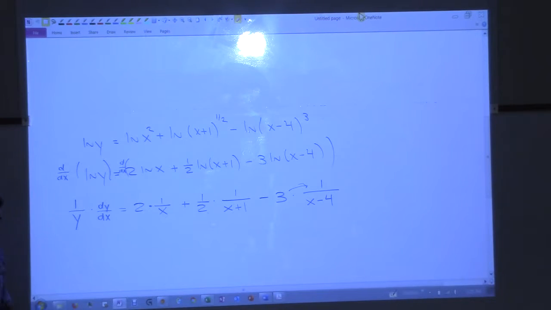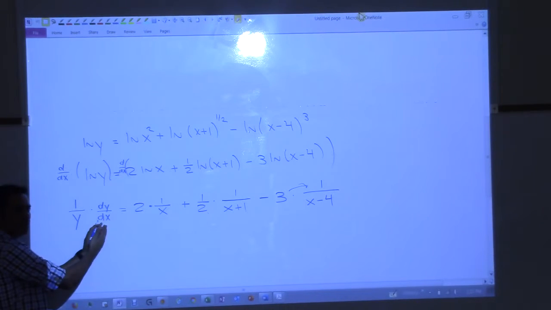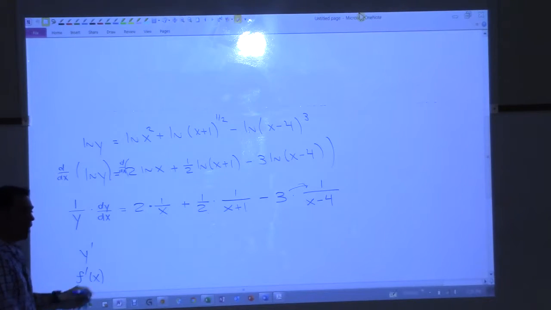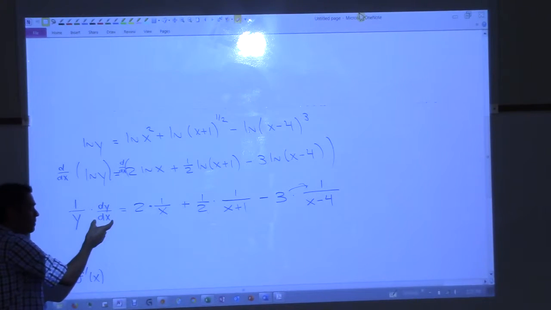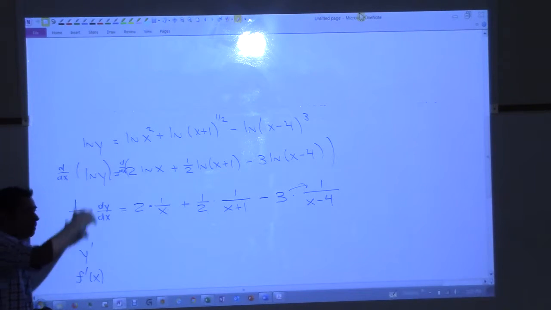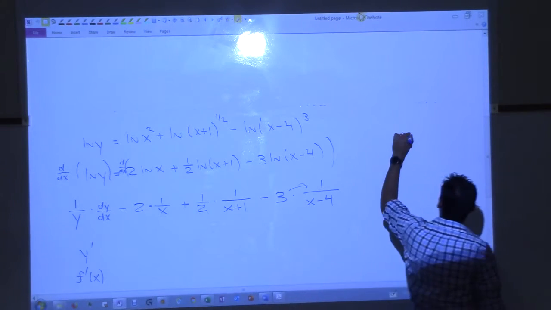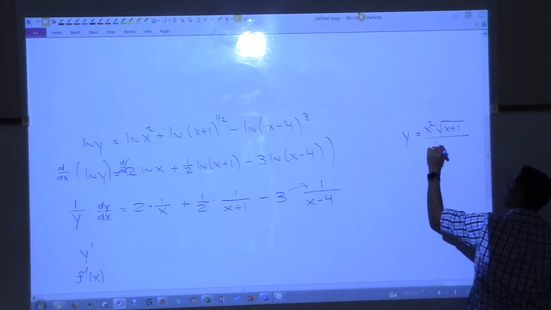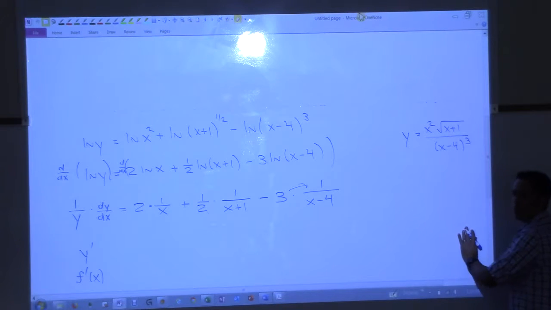Maybe I'll do that in the next step, because there is one more step. I want to know what dy dx is, right? dy dx is y prime, and y prime is f prime of x. That's what we're trying to find. So I want this by itself. That means I don't want this here, so I have to multiply both sides by y. However, we know what y is. In the very beginning of the problem, we wrote down what y was. y was x squared, square root of x plus 1, over x minus 4 cubed. Right, that's what y was?